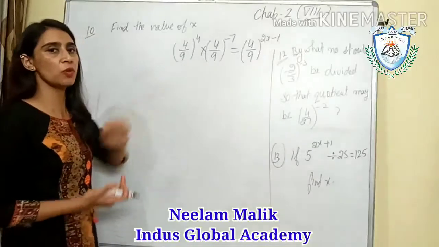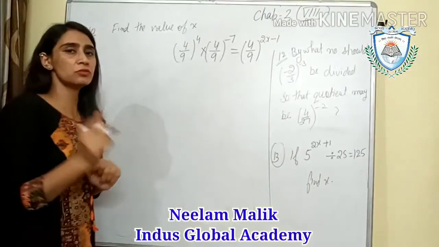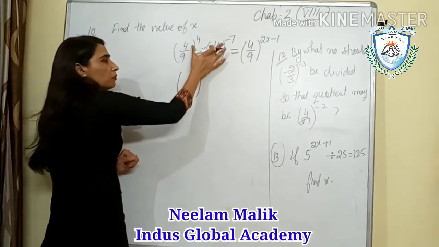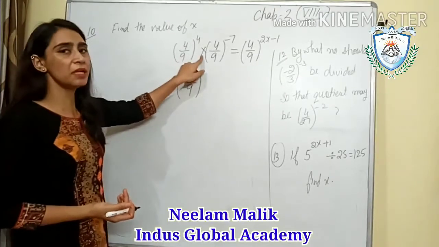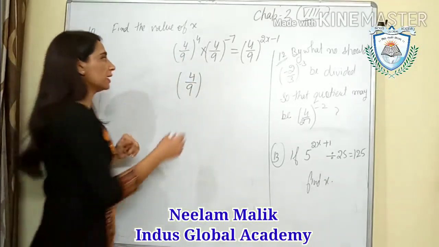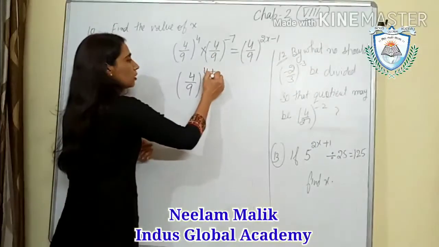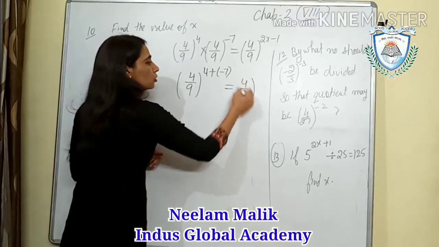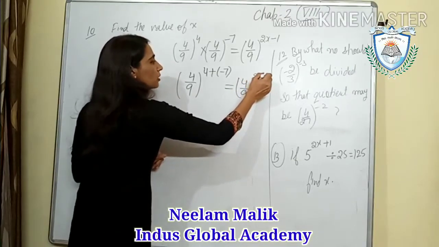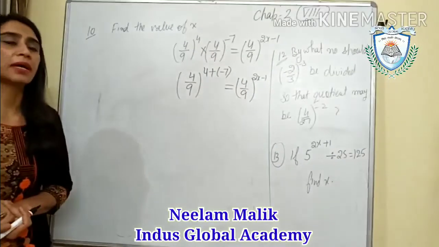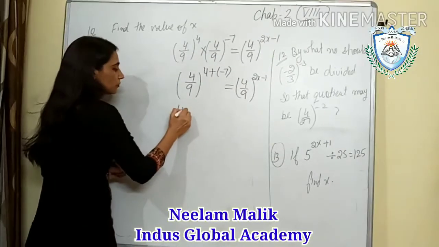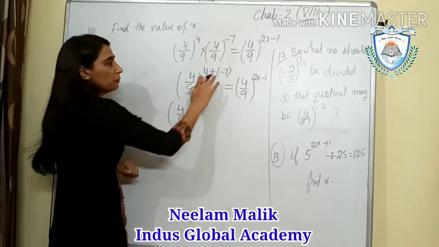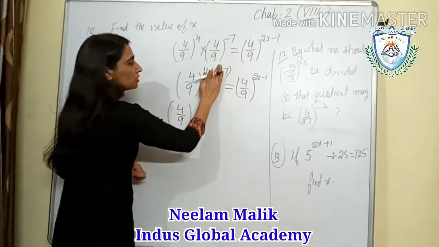They are in multiplication. So what will we do? The base will be combined. We will write the base 4 upon 9. Powers are different, but they are in multiplication. So what will we do? Powers will be added. Power will be added. 4 plus minus 7 is equal to 4 upon 9, the whole power is 2x minus 1. Okay, so now next step, 4 upon 9. Okay, 4 plus minus will be minus. So this is simply minus.